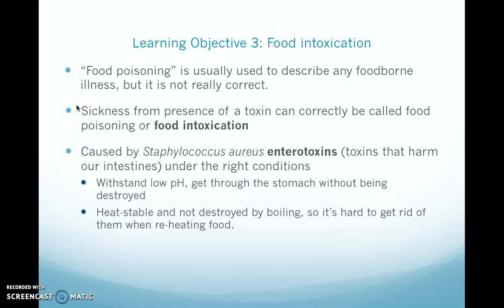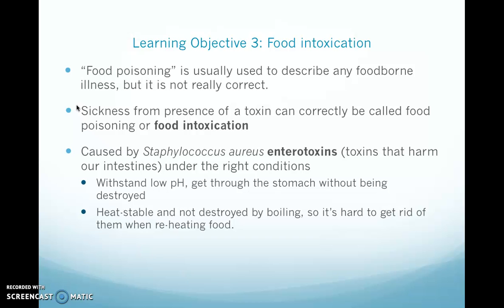When we're talking about food intoxication, this is the one that's caused by Staphylococcus aureus. The thing that they produce is called enterotoxins. That means gut toxins, or toxins that harm the intestines under the right conditions. Some things you should know about these toxins. These are exotoxins, so they are proteins, but they're unusually stable proteins. They can withstand a lower pH. They get through the stomach without being destroyed. Most exotoxins would get destroyed in the stomach, but these don't.